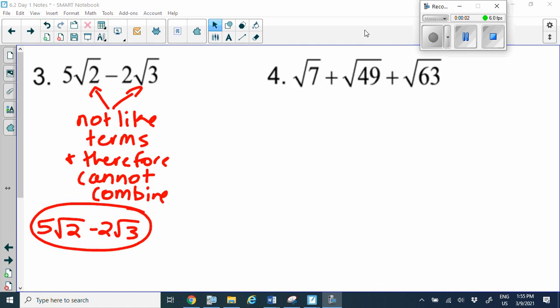Okay guys, so here is part 3 of the 6.2 day 1 notes. We are continuing to add and subtract radicals. Okay, so the next one we have square root of 7 plus square root of 49 plus square root of 63. So we have 3 terms this time.